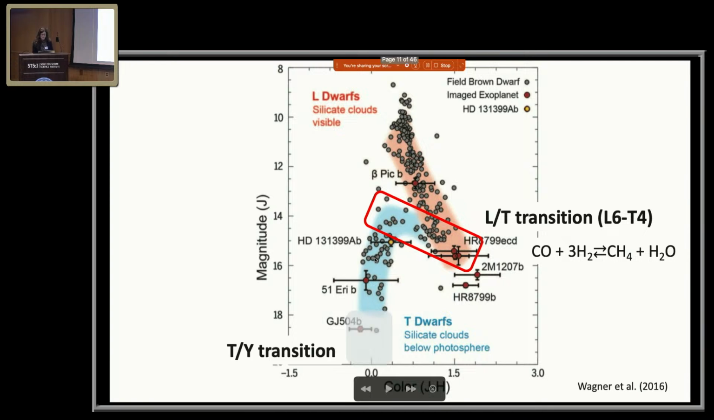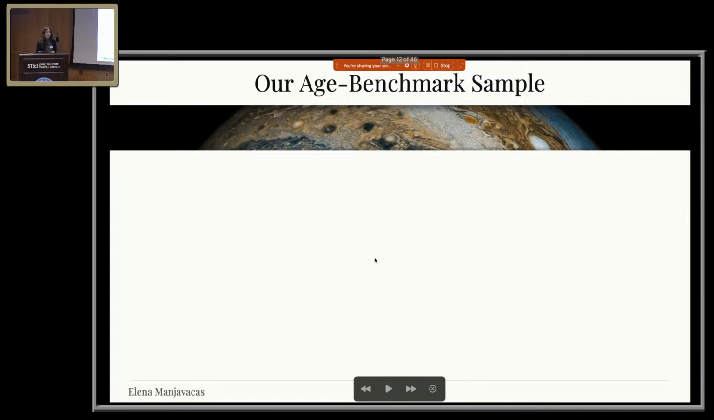And if you are wondering what is happening at the very bottom, that part of the color magnitude diagram is where we find the T/Y transition, and that part of the diagram is going to be very populated now by some brown dwarfs that have been observed by JWST, and for which we have amazing spectra as well. Which are the brown dwarfs that I did observe?